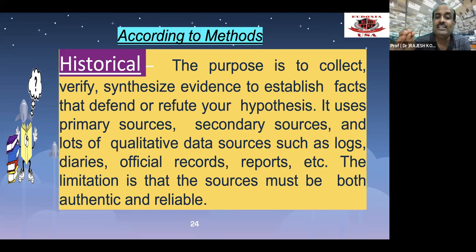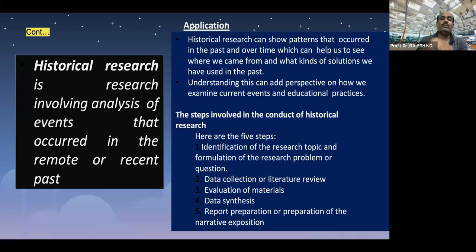The limitation is that the sources must be both authentic and reliable. It has applications. You can see that it helps to see where we came from, how this generation has come, and how human existence occurred here. So you can go for a historical research.